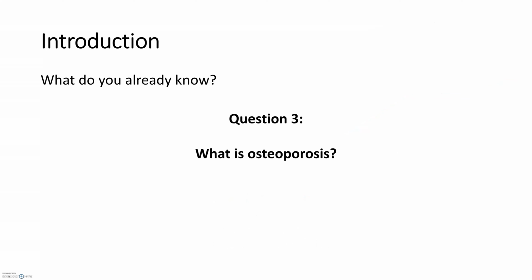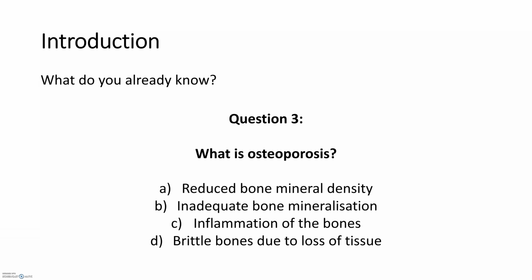So the last question. What is osteoporosis? This is a bit of a tricky one. Let's have a little think about the pathophysiology. Okay, the answer to this one is D. So osteoporosis is brittle bones due to loss of tissue. This is because the bone formation is reduced in comparison to the bone removal.